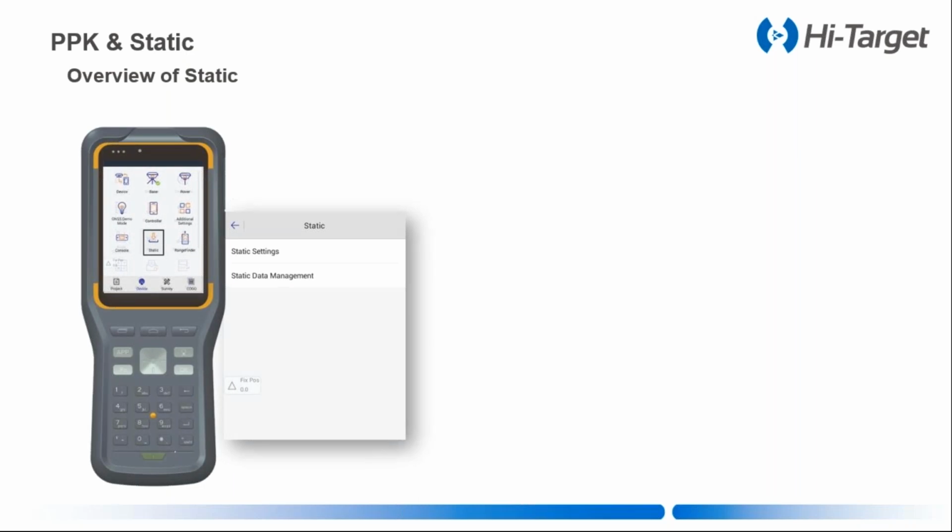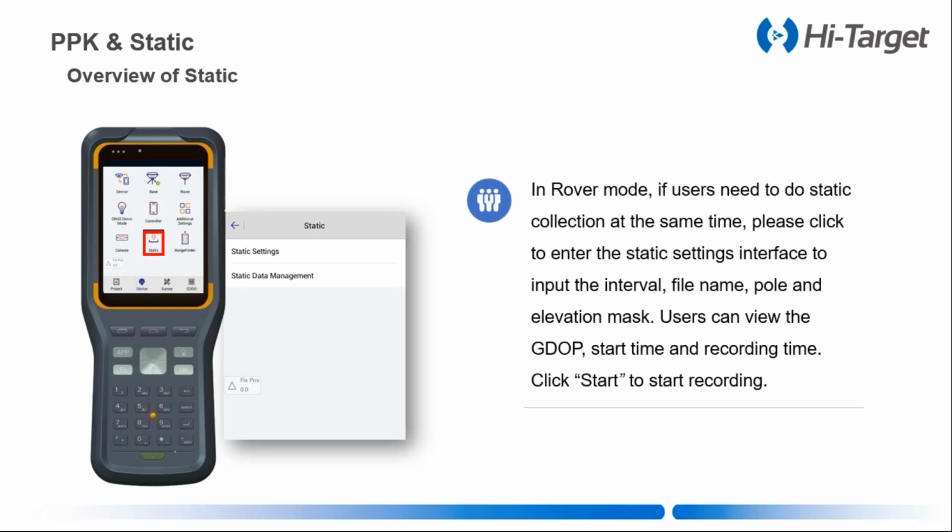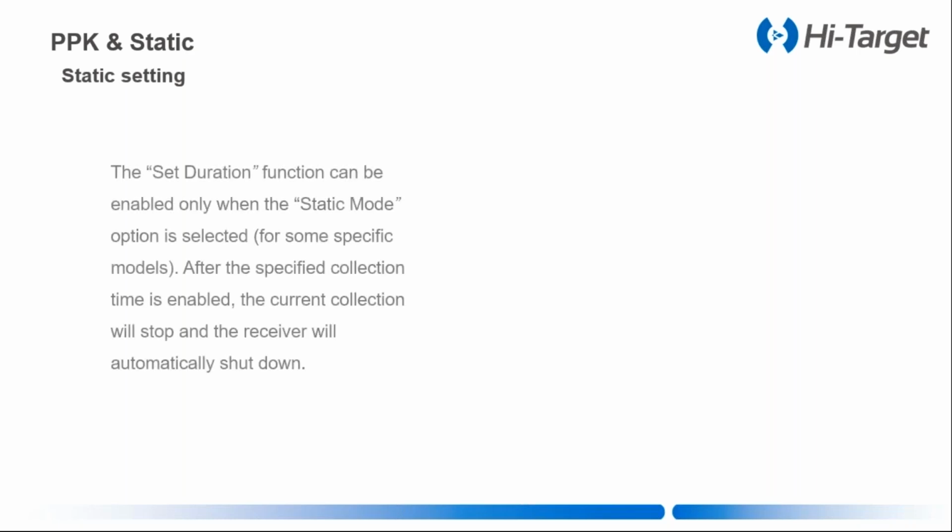Okay, next is static mode. Many users know that it is a very important feature on a GNSS receiver. But in rover mode, if we need to do static collection at the same time, it can do it. HiSurvey Rover static mode already supports the static direction feature.